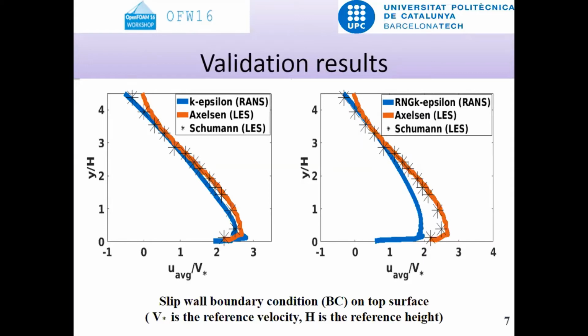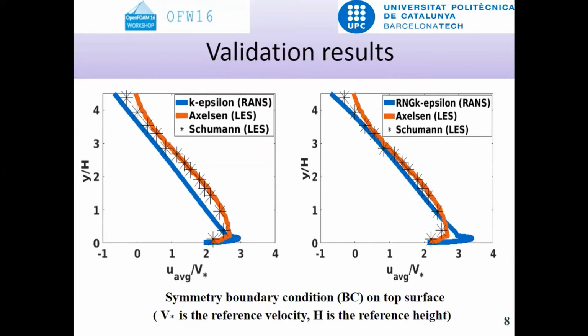Here you can see on the right side, with the slip wall boundary condition for the RNG K epsilon model, the error was a little higher compared to the K epsilon model. Approximately it's 28% to 27% when we are comparing the K epsilon turbulence model and the RNG K epsilon model. Axelsen model is a 6th order convective scheme, and Schumann's model is a 2nd order convective scheme. Okay, so this is one thing.